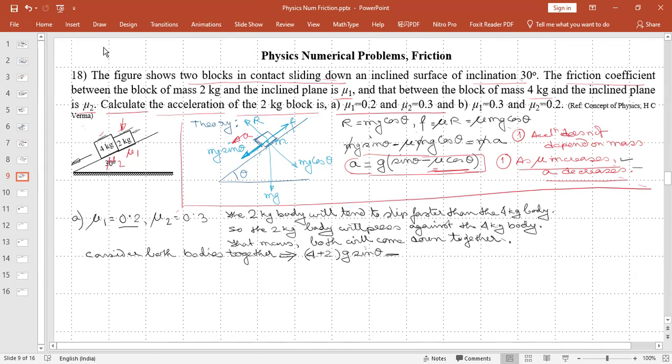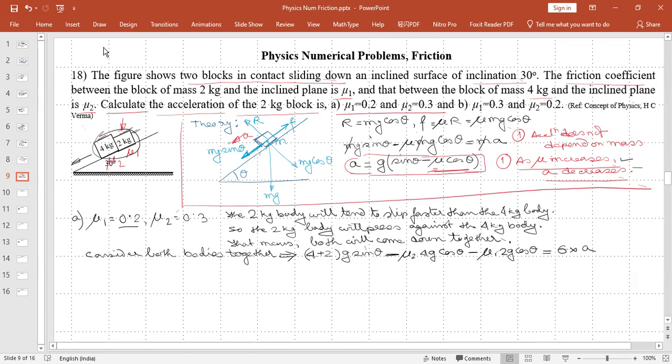And what is upward force? Upward force for the 4 kg body is mu2 4g cos theta. Another upward force is mu1 2g cos theta. This is equal to the total mass of the two bodies together, which is 6, multiplied by its acceleration A.